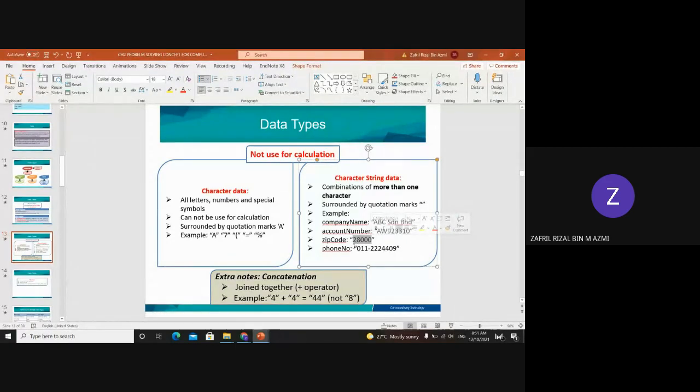No, right? Okay. But what if you want to declare zip code as an integer? Is it okay or not? Can you do that? If I want to declare zip code not as string data, but as an integer, can I do that, class? Can. Of course can.